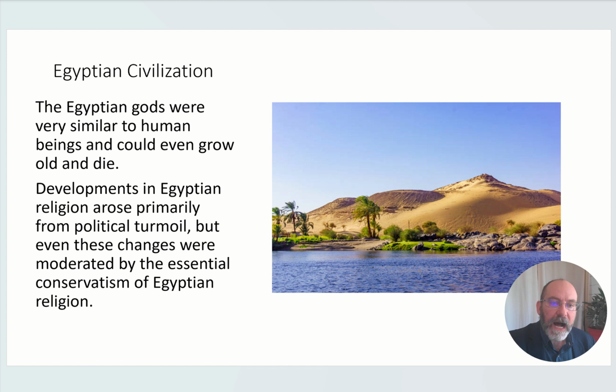So Egyptian gods are very similar to human beings, and they can even grow old and die. And developments in the Egyptian religion arose primarily from political turmoil. There's always this turmoil, especially between Upper and Lower Egypt, and it's later in their history that it actually becomes a unified kingdom. That was the idea. There was always a divided kingdom.